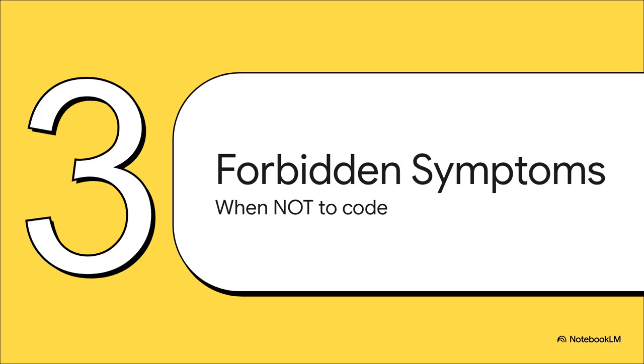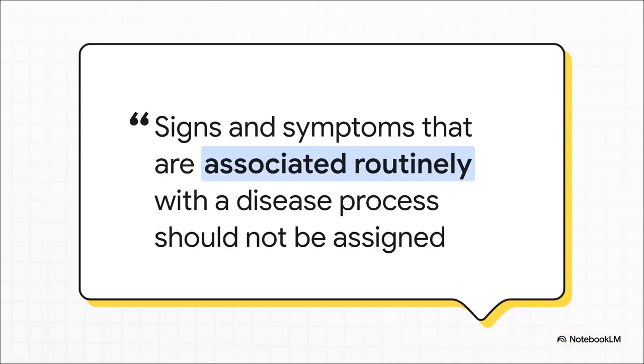Which perfectly segues into section 3, when symptoms are forbidden. This is our first foundational law of symptom coding. According to section IB5, the guidelines strictly forbid you from coding an integral symptom separately once the provider has established a definitive diagnosis. If that symptom is routinely associated with the disease, it's already covered by the main diagnosis code.